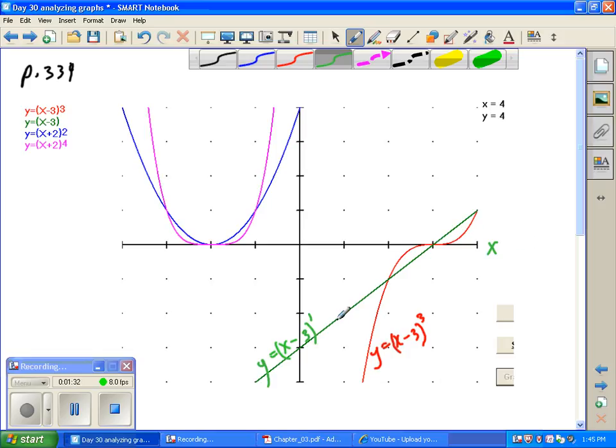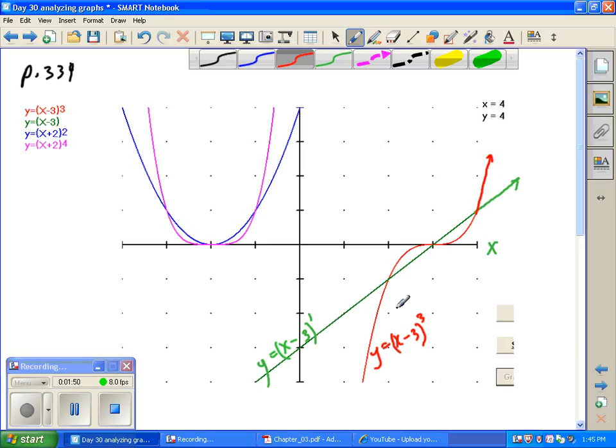But notice the difference. This one goes straight through. Why? Because the multiplicity is 1. This one kind of flattens out there and then goes through. Why? Because its multiplicity is higher.